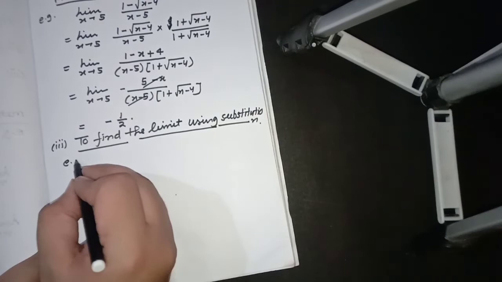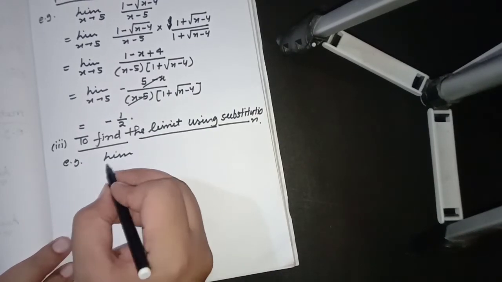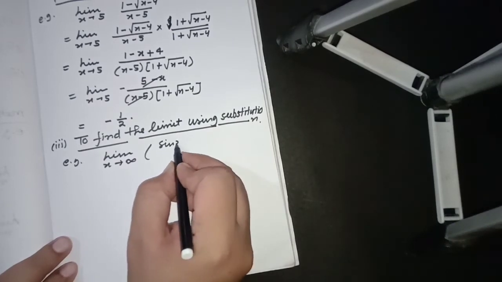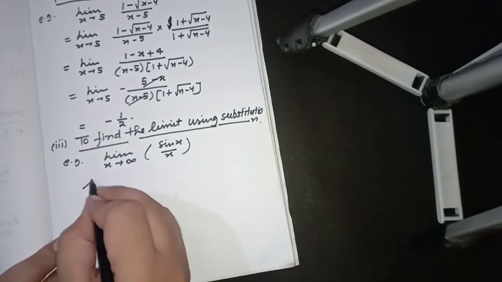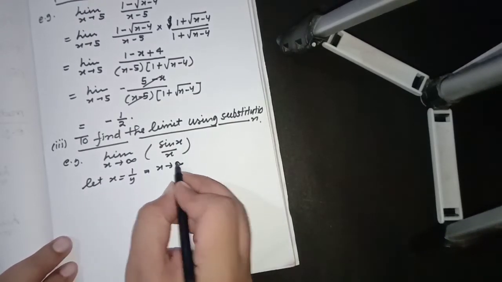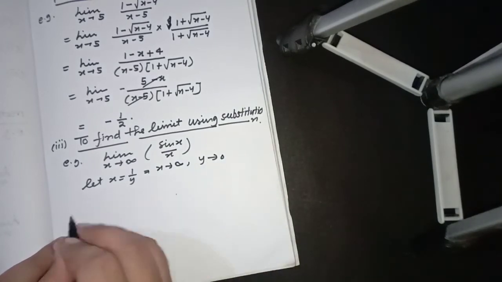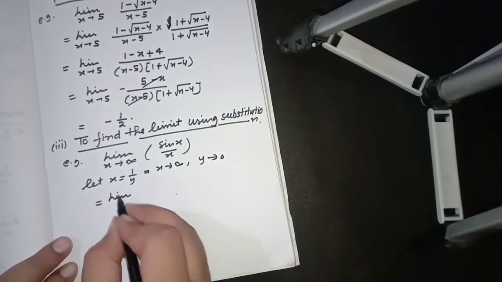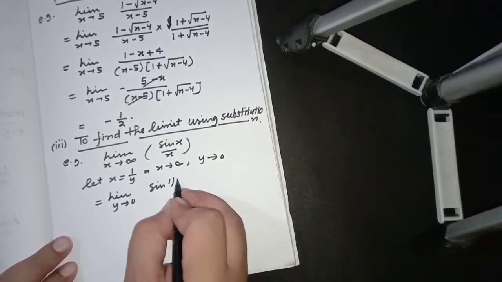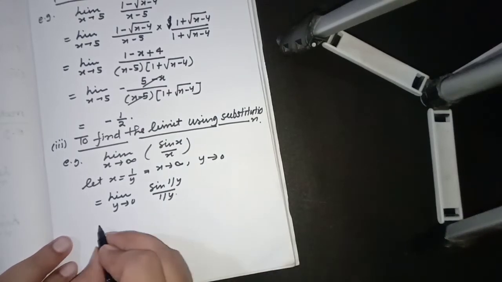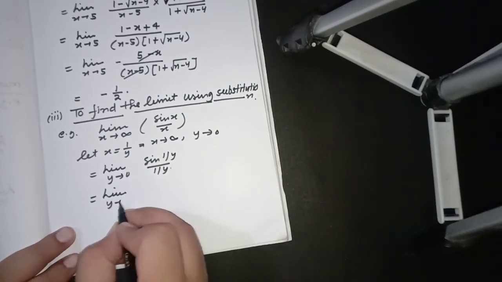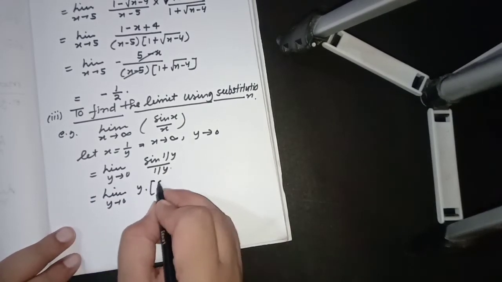For this, take an example that we have limit x tends to infinity of sin x upon x. Let x is equal to 1 upon y. So when x tends to infinity, then y tends to 0. So converting in terms of y, the limit will also change. It will be y tends to 0 and it will be sin 1 upon y upon 1 upon y, or we can write it in simplified way as limit y tends to 0 of y into sin 1 upon y.